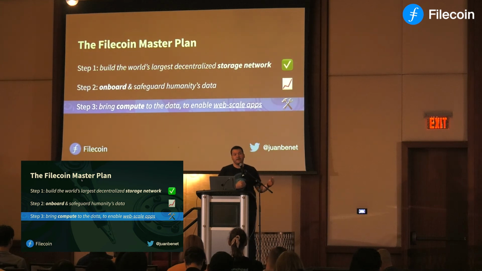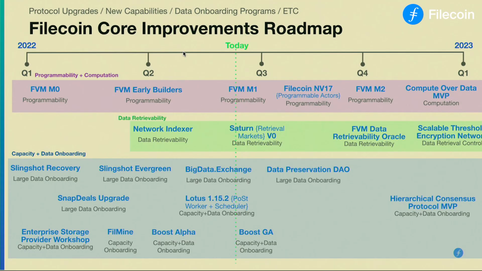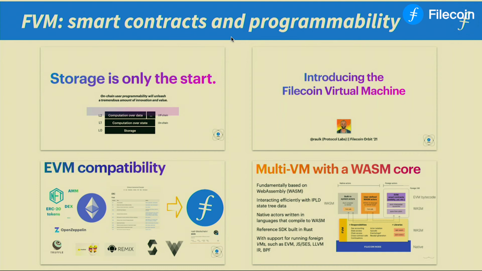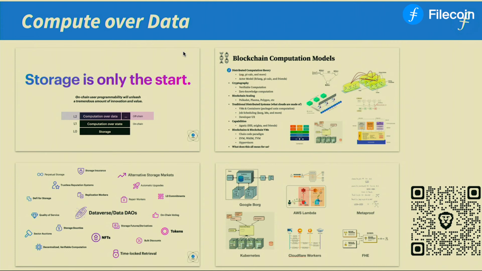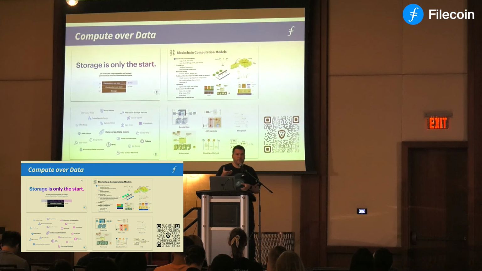Now let's talk about bringing computation to the data. You heard a lot about FVM today. So there's a pathway this year of bringing programmability and smart contracts to the Filecoin network. The first part is getting smart contracts and programmability layers in place. Beyond that, we can build computing networks on top of that. So Bacalhau, which we heard about earlier today, is an example of these compute over data networks, and it's prototyping a ton of the tooling required to build this infrastructure.